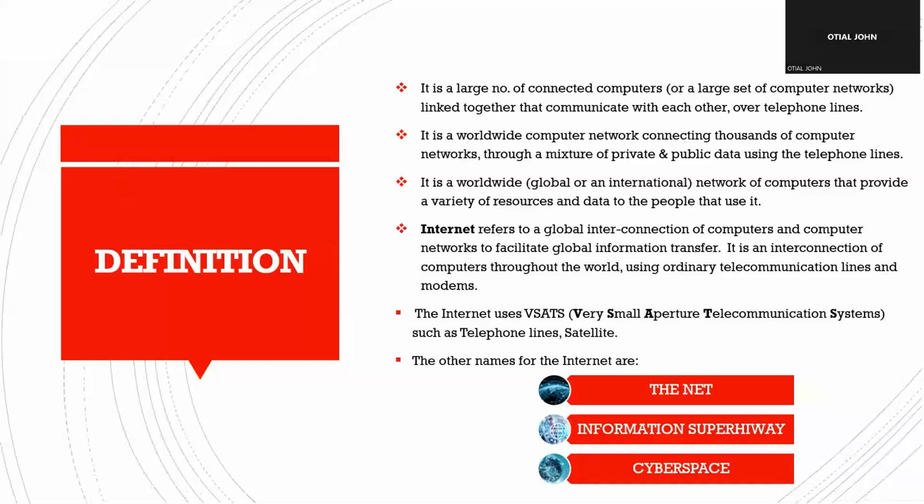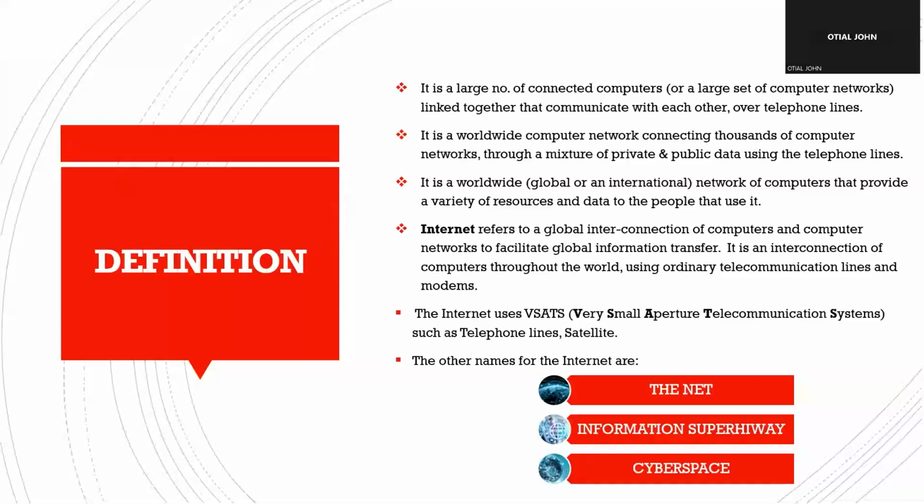This interconnection of computers is throughout the world using ordinary telecommunication lines or what we call a modem. Simply, modem means modulation and demodulation. That is an acronym. The internet also uses what we call VSATs, an acronym for very small aperture terminal system. This can be telephone lines or satellite. So for the internet to work, this very small aperture system should exist.